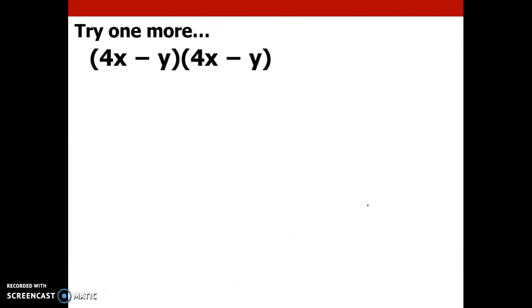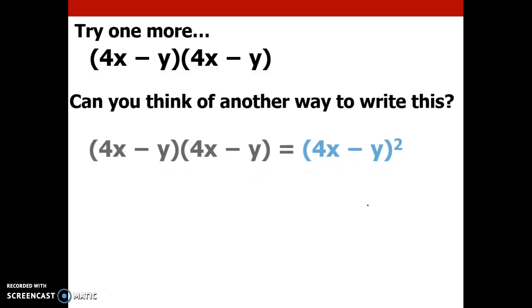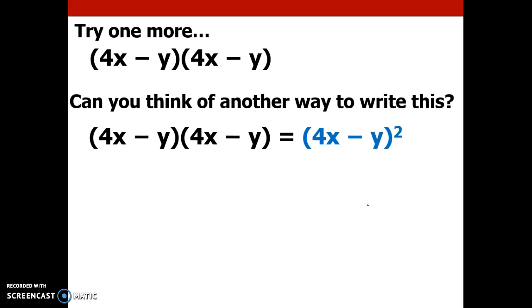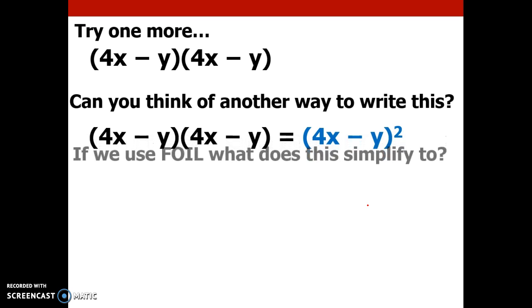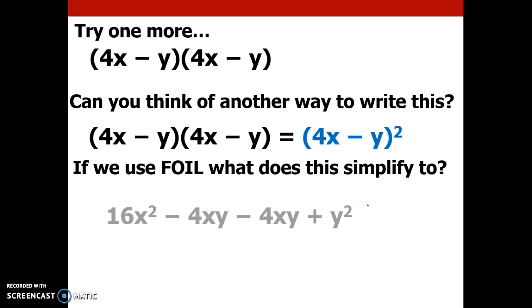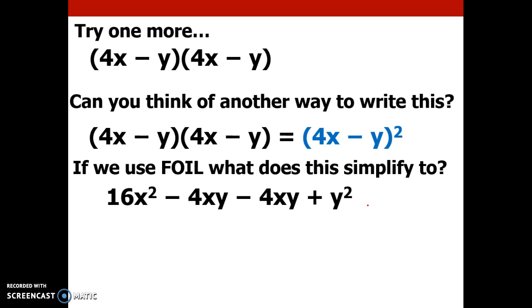What about if I have 4x minus y times 4x minus y? I can write it as 4x minus y squared. If I go ahead and think about that, it would be 16x squared minus 4xy minus 4xy plus y squared, or 16x squared minus 8xy plus y squared. Do you notice a pattern yet?